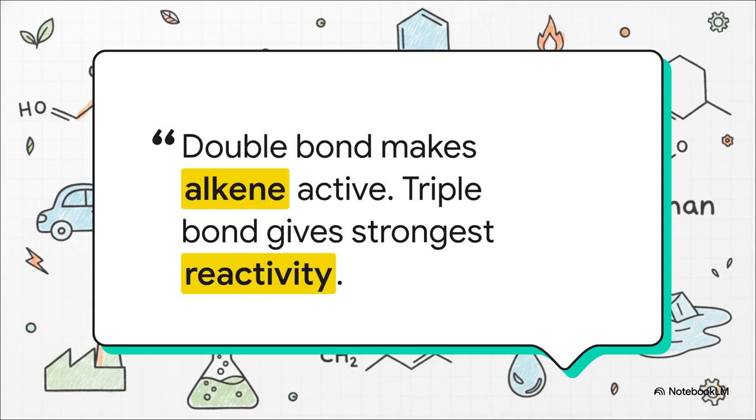Contrast that calm behavior with our next trick. Double bond makes alkene active. Triple bond gives strongest reactivity. Unsaturated hydrocarbons contain what are known as weak pi bonds, and those weak bonds make them incredibly eager to react. They're so active, in fact, that they will aggressively strip the color right out of chemical tests. For example, they'll rapidly turn purple Baeyer solution completely colorless. Those double and triple bonds make them super active and highly prone to rapid addition reactions.